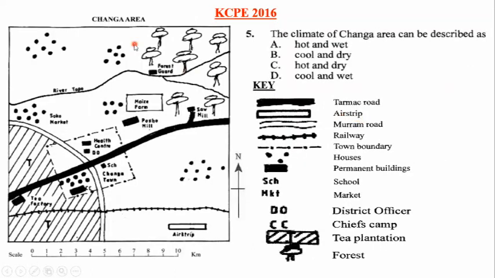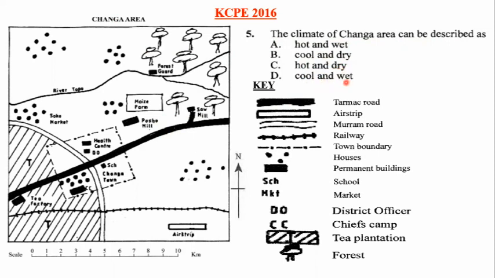And then KCPE 2016, they also asked a question from Changa area. The climate of Changa area can be described as. So now this one is talking about the climate in Changa area, the whole area in the map. Is it hot and wet? Is it cool and dry? Is it hot and dry? Is it cool and wet?